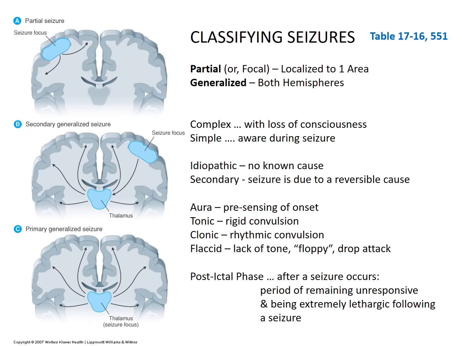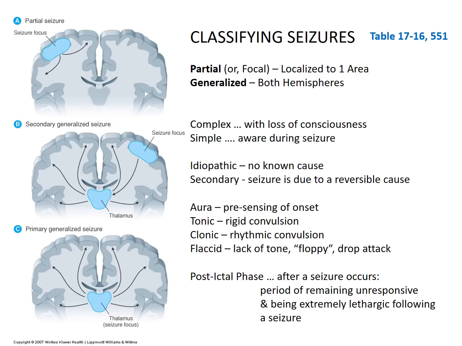Okay, classifying seizures. We said they're partial if they're localized to one area of the brain. They're generalized if they occur in both hemispheres. A complex seizure is a person who has a seizure and loses consciousness. A simple seizure is an individual who's still awake and alert during the seizure. Idiopathic, no known cause. Secondary seizure is due to a reversible identified cause.